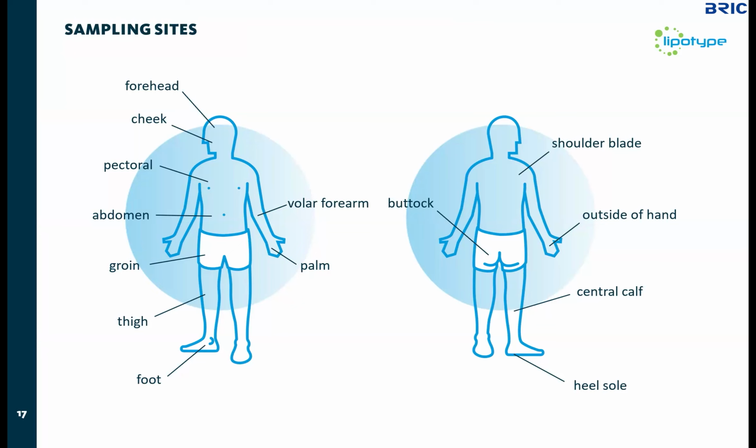And these were the sampling sites in the study. As you see, the sampling was performed on the forehead, cheek, shoulder blade, on the chest, on the abdomen, on the volar forearm, on the palm of the hand, on the outside surface of the hand, on the buttock, in the groin, on the thigh, on the central calf, on the foot, and on the heel of the sole.